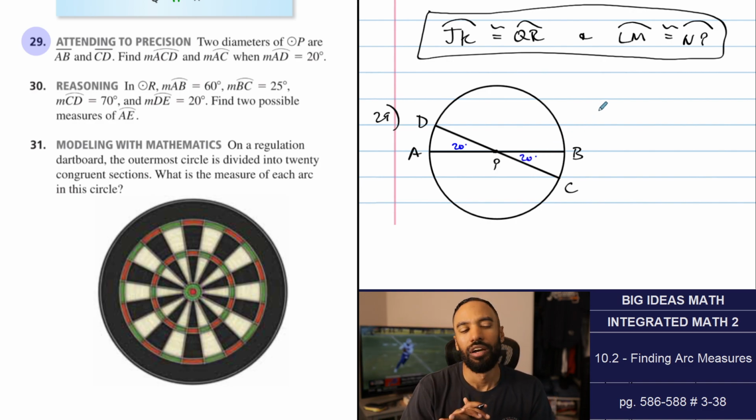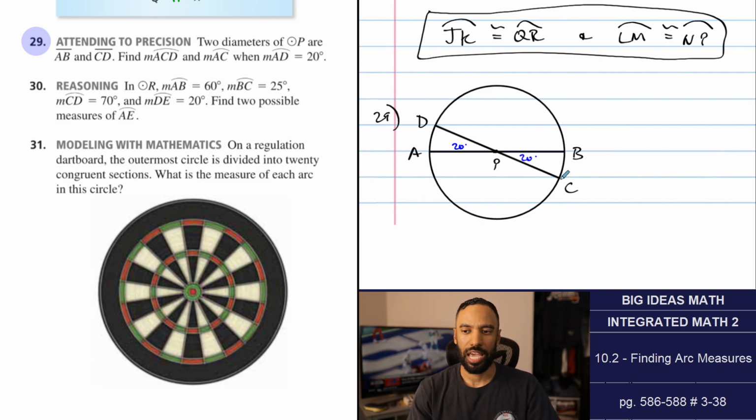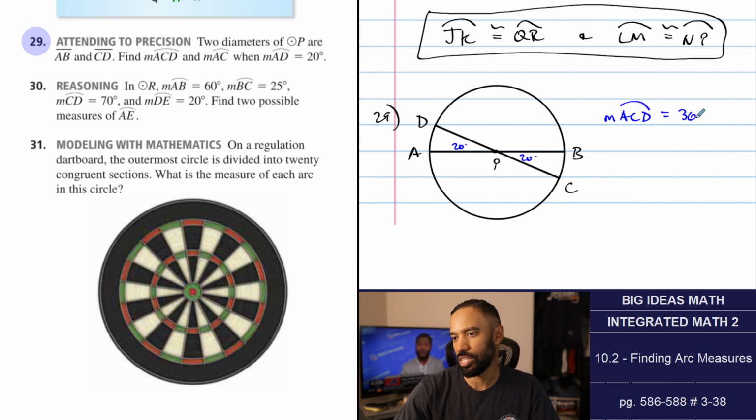What else do they tell us? Find the measure of arc ACD and measure of arc AC. Okay, so ACD I probably could have done on my own without the drawing, but I think it helps facilitate what's here. If AD is 20 degrees, ACD is everything that's not the 20 degrees. So measure of arc ACD is 360 minus 20, which is 340 degrees.